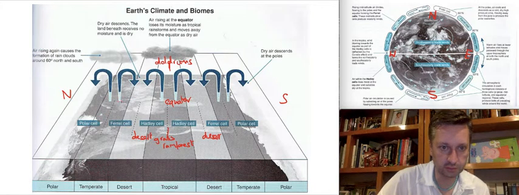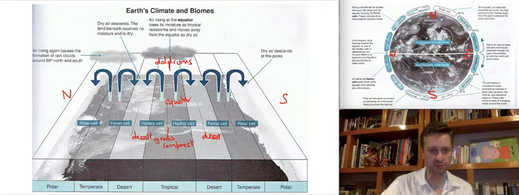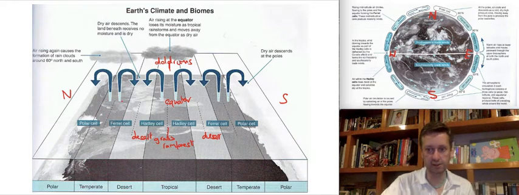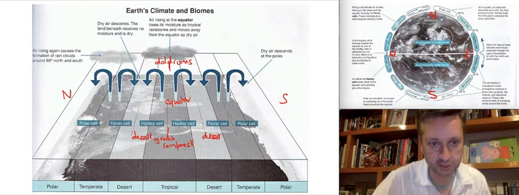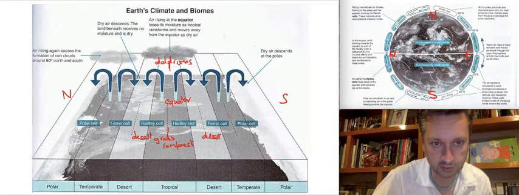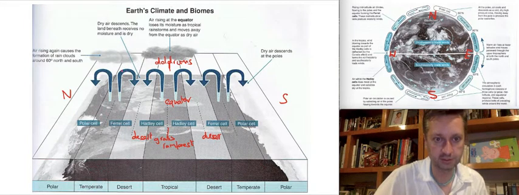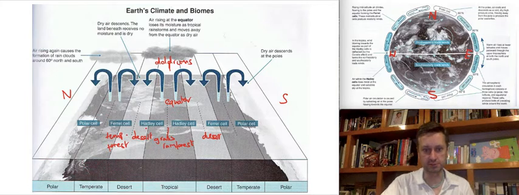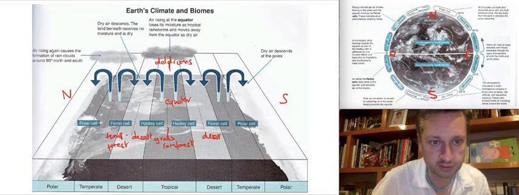Moving further up to the other end of the Ferrel cell, you've got rising air. The rising air creates, again, low pressure. Low pressure causes rainfall with condensing air. So here you've got wetter conditions, so you move from desert into temperate forest. Temperate forest, and the same in the south, temperate forest in the south. So that's the Ferrel cell.